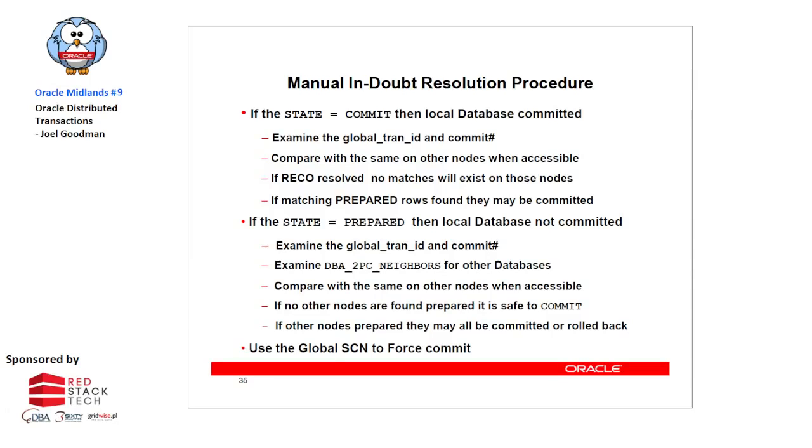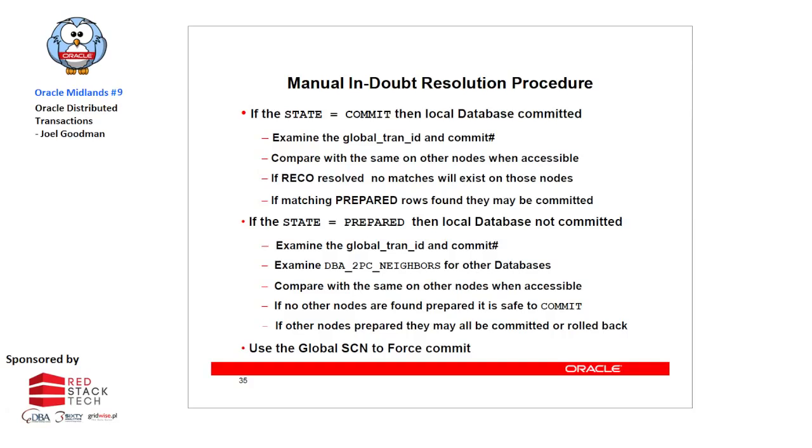If it says prepared, then the local database, the one you're looking at now, for this transaction has not committed it. Okay? And then if it's not committed, then you look at the global tran ID and the commit number, examine the neighbors to find out who the other databases are that are involved. Yeah? Compare with the same on other nodes, and if the other nodes are found prepared, it's safe to commit, force commit. If other nodes prepared, of course, you could still roll them back.